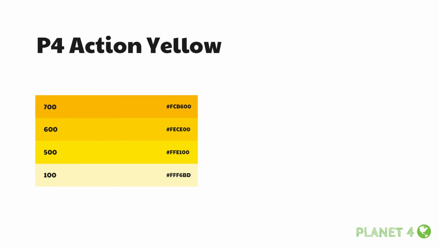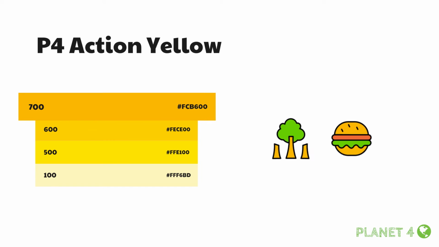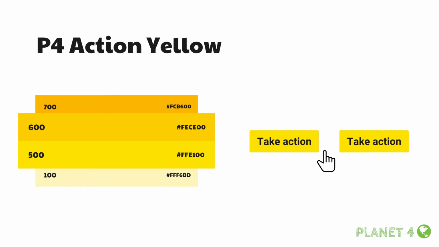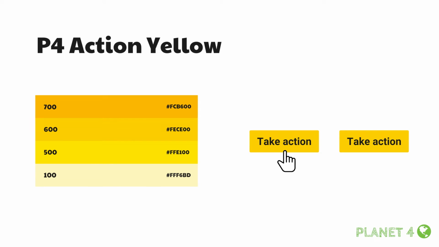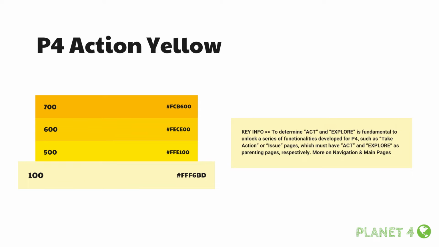The P4 Action Yellow is one of our secondary colors. It is used to bring attention to primary actions or items that need special highlighting. The variant 700 is only used for illustration content. The variants 500 and 600 are used for the background color of the call to action passive and hover state. And the variant 100 is used to highlight important information, such as the background of the call out boxes.